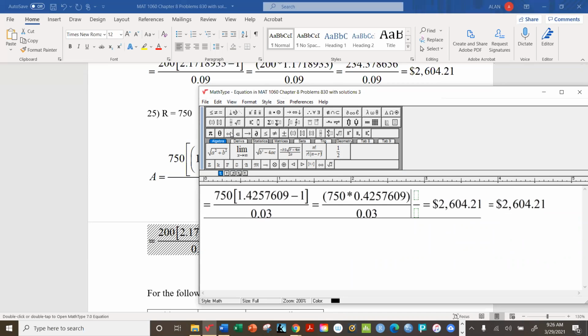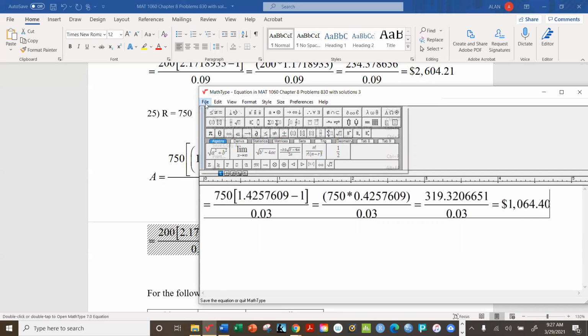All right, so let's see, this reduces to 319.3206651 over 0.03. All right, so finally we get our answer here: $1064.40. Oops. All right, so that's approximately the future value.